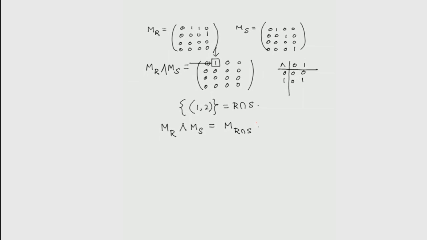Next, we will look at the scenario of what happens if we take a product of two matrices corresponding to two relations. The question is whether it connects to some basic operations on relations. So let us look at what happens if we just take the matrix product.